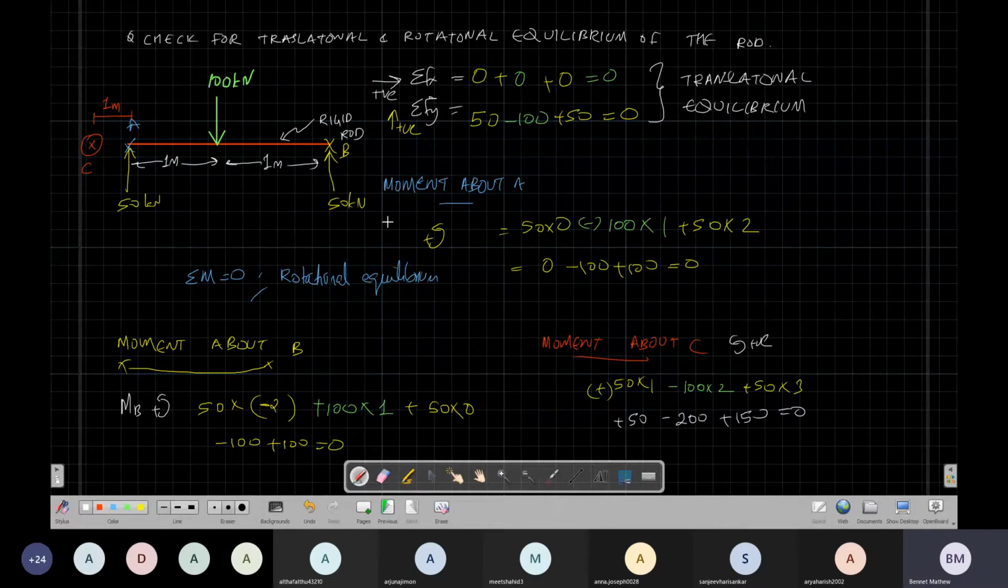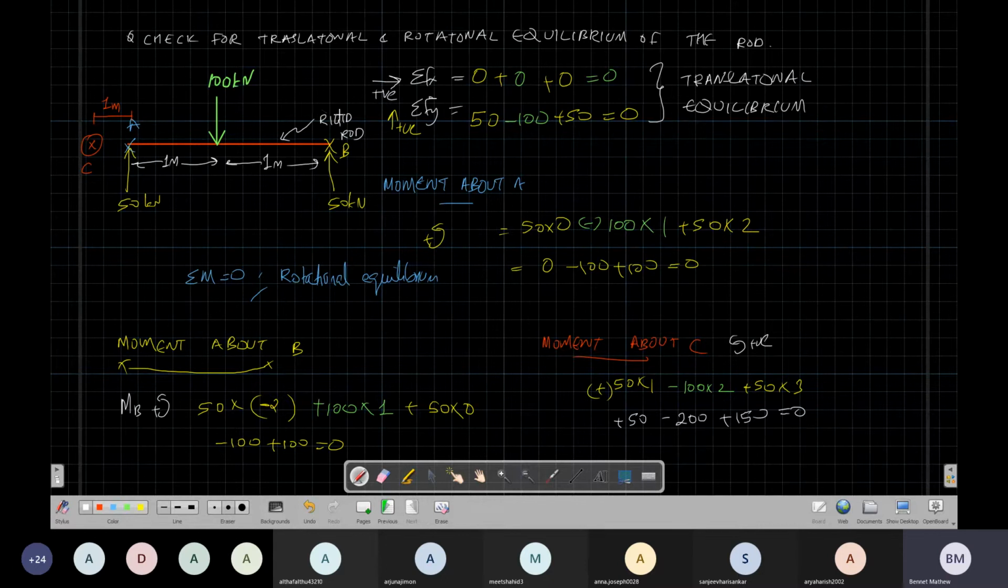Otherwise it will rotate about the center or some other point, it can rotate like this also. We can even find about which point it is going to rotate. So basically this is what you mean by rotational equilibrium. That means it is not rotating, so this body will not rotate or translate.